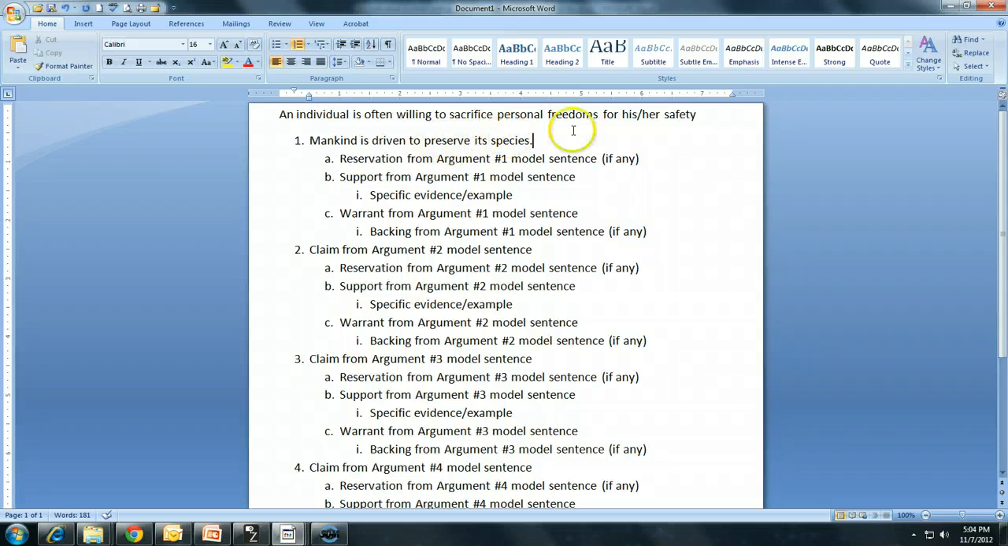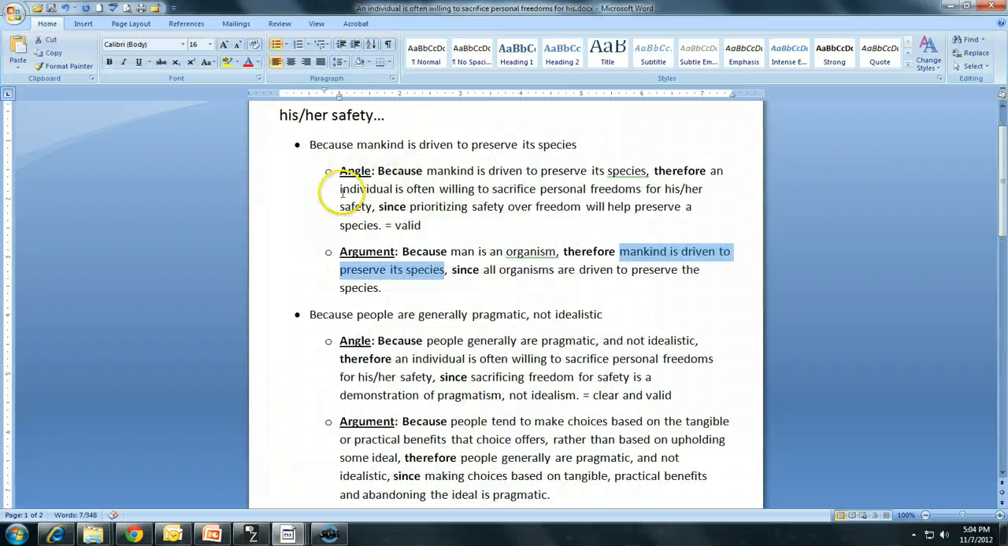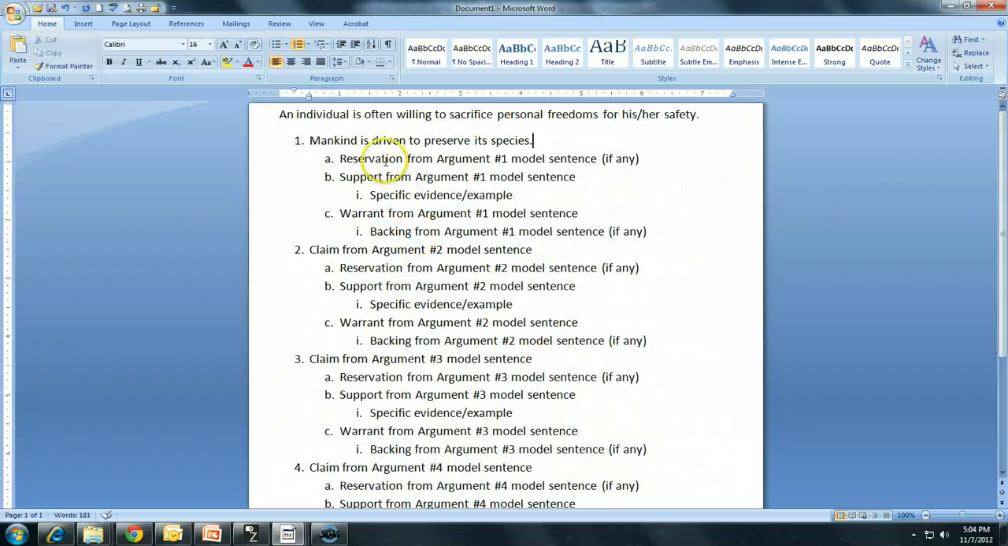An outline isn't the final decider in how you're going to word your rough draft, but I still like to write my outlines in complete sentences, or at least complete thoughts. So there's my first claim. Next, I have my reservation, which I didn't have in this Toulmin sentence, so I can delete that.